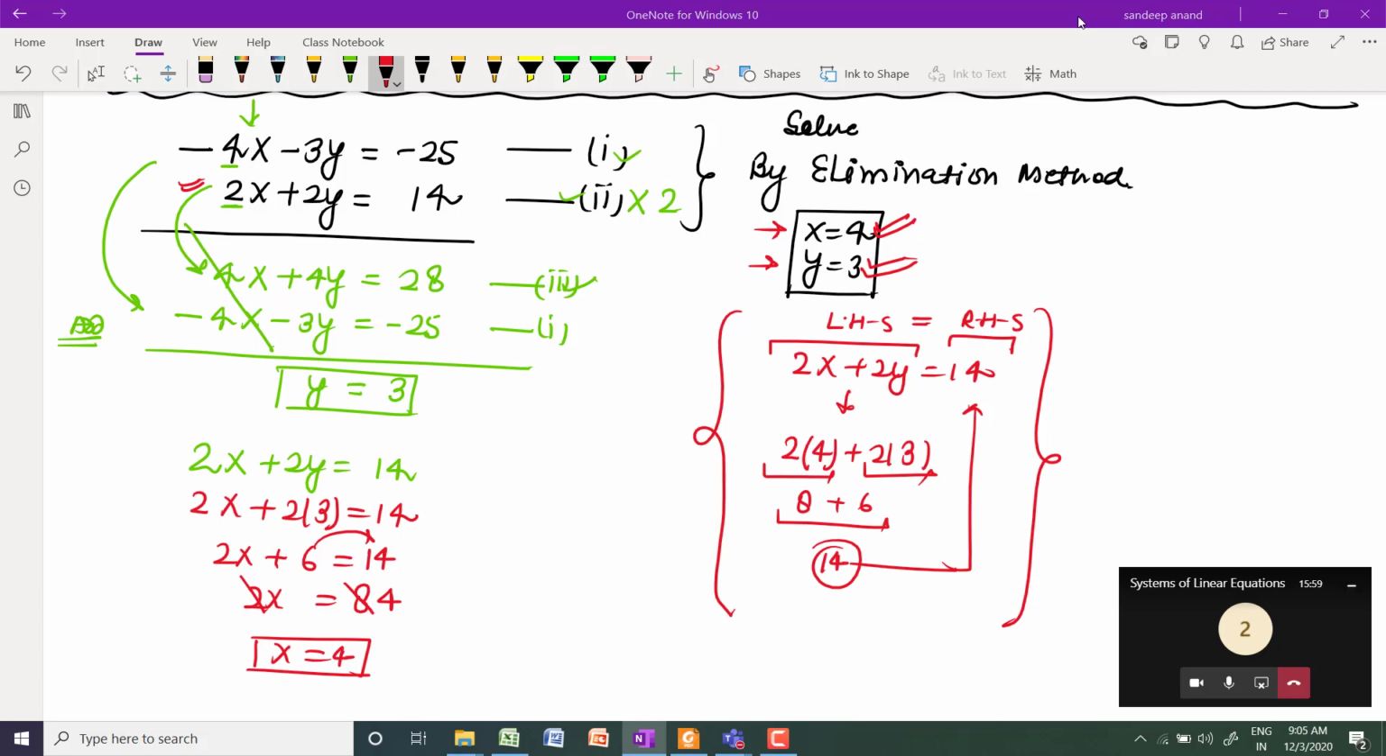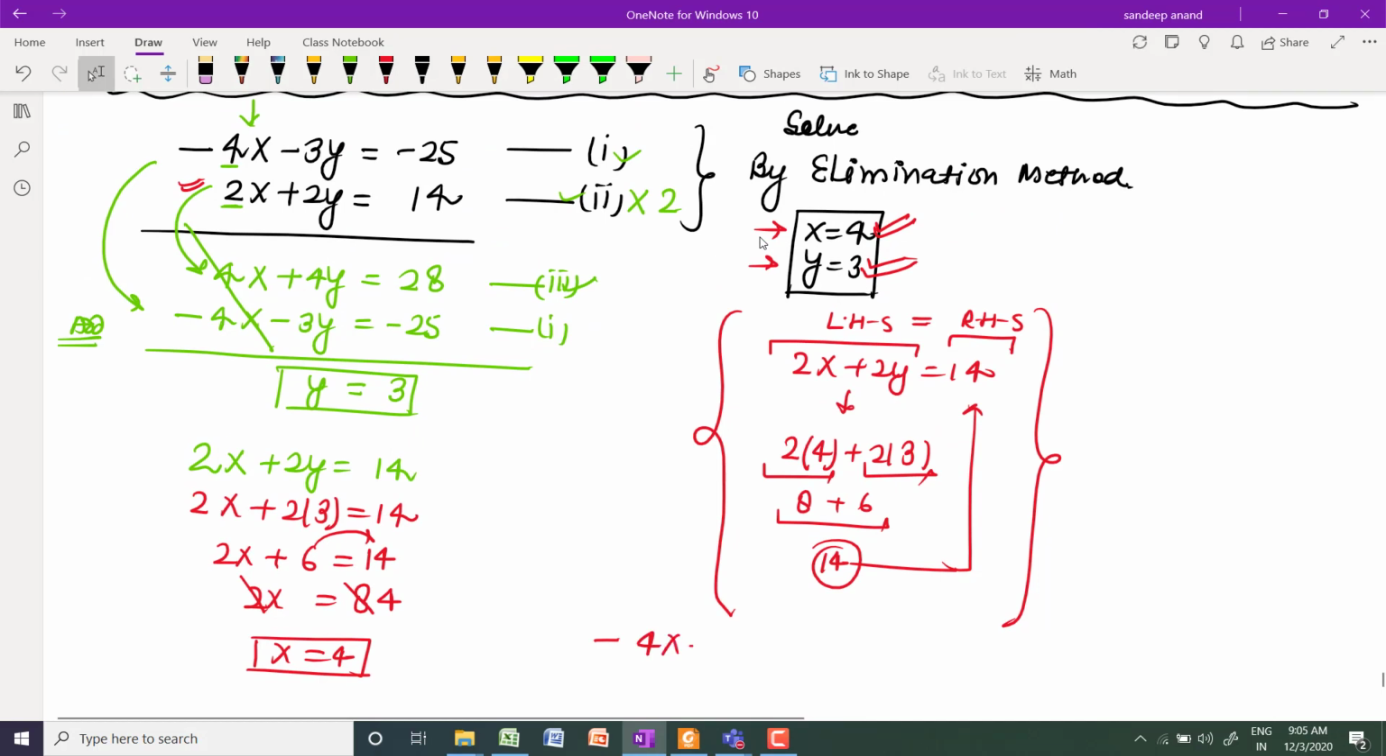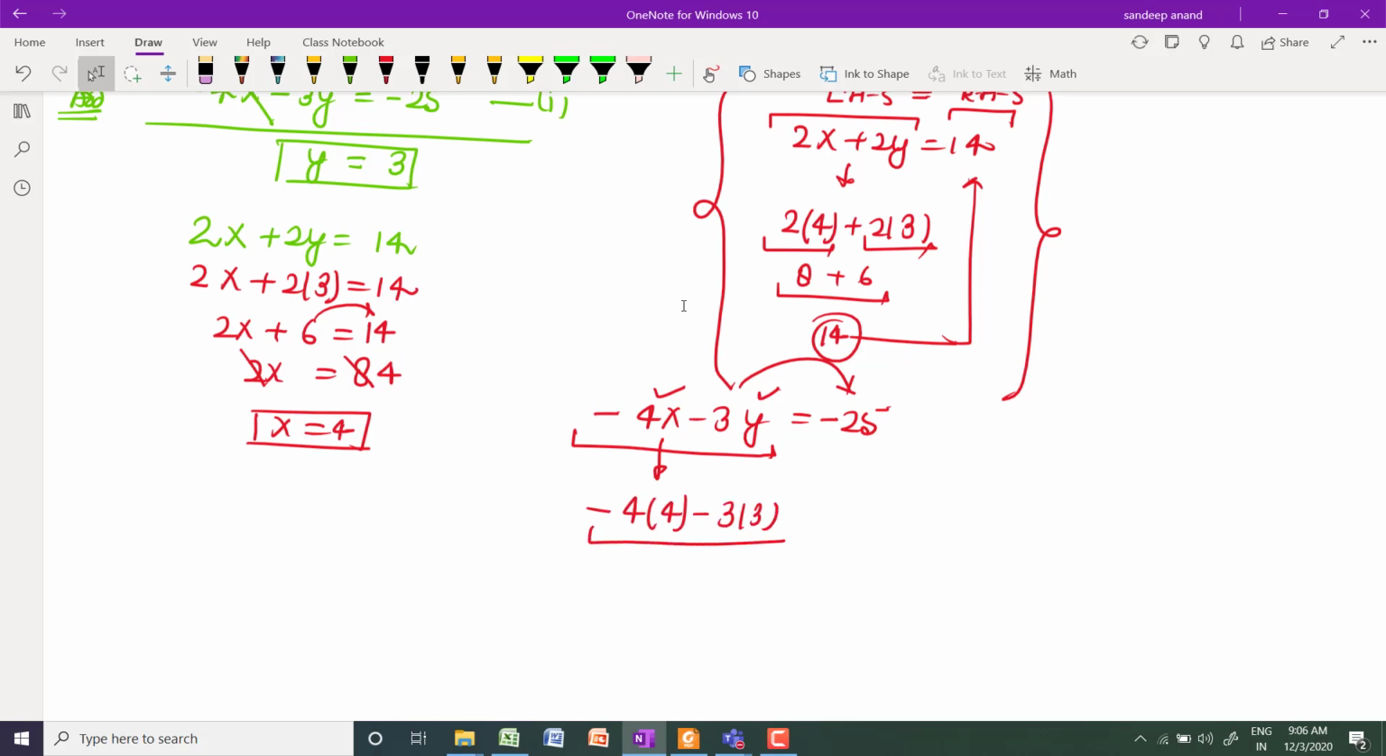Suppose I am taking equation number 1: minus 4x minus 3y is equal to minus 25. If you put x equal to 4 and y equal to 3 in the equation and you get this, it means your answer is correct. So I put minus 4 times 4 and minus 3 times 3. Once you solve this, you will get minus 16 minus 9, which equals minus 25. This is equal to the right hand side. It means x equal to 4 and y equal to 3 is right.